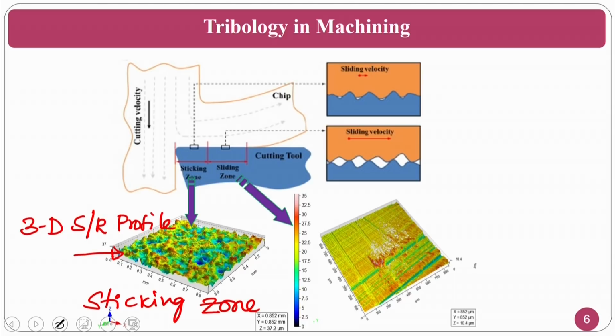You can see that it looks like some craters are formed and some deposition has taken place. This is completely random, and it corresponds to my sticking region. In the sliding region, basically there won't be proper contact.